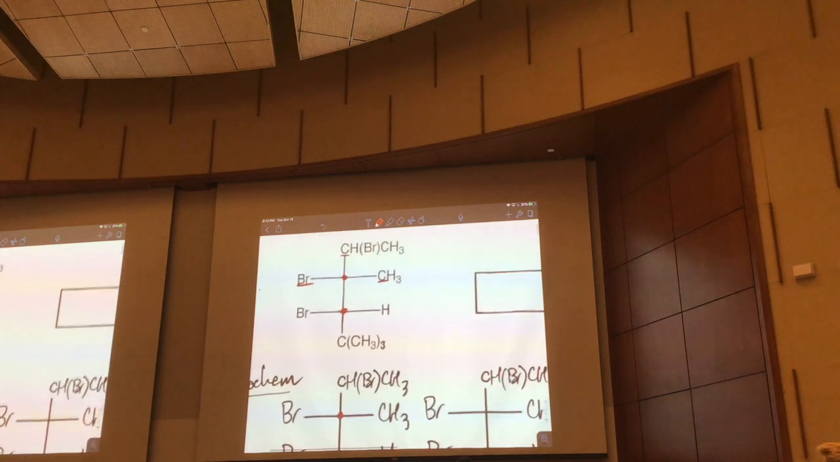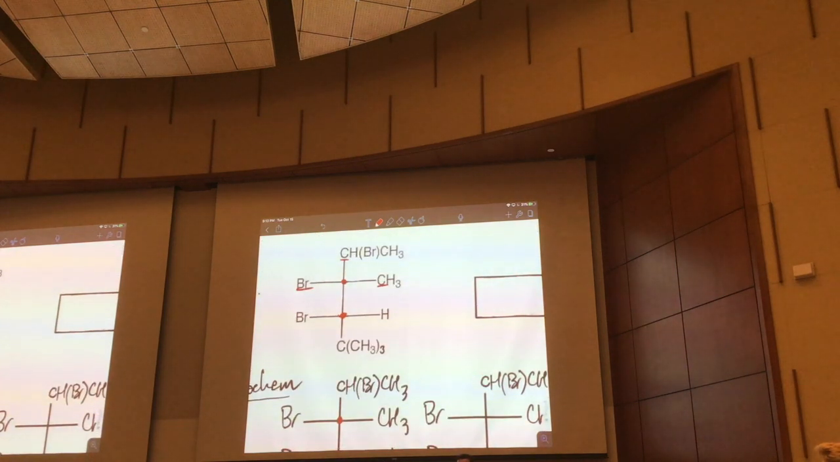Surprise, it's chiral. Are there any other chiral carbons in here, actually, just for fun? There is one more, actually. It's hiding. Yeah, that top carbon there is actually chiral.